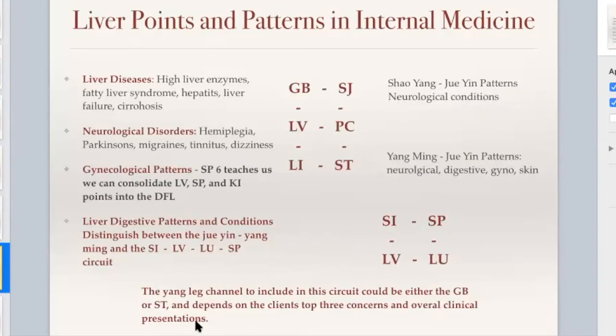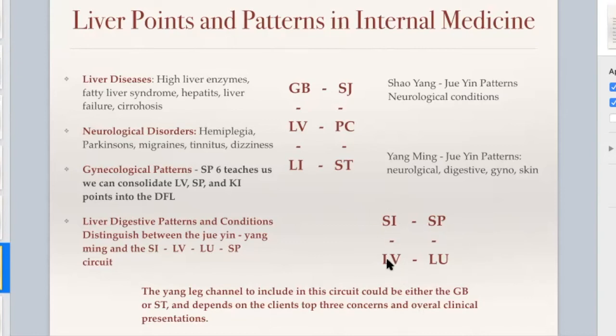Okay, so one of the last things I want to say here, this is a really important point to make. In liver digestive patterns and conditions, oftentimes when we have some sort of digestive disorder, we'll often think about liver overacting on the spleen and stomach. So we've got this Jueyin and Yangming circuit, which is a really common circuit that you see in clinic. But whenever you see a liver-related digestive condition, you also need to consider this circuit here.